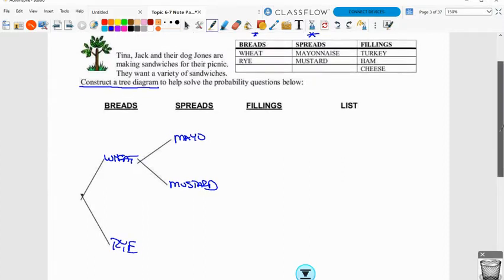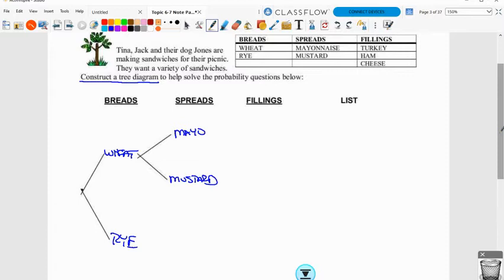It's the same thing with the rye bread. The type of bread that you choose doesn't influence the spread that you could have. So if you chose rye bread, you still have two different choices of spreads. So we'll make two branches off of rye bread. And your choices, once again, are mayonnaise or mustard. There we are. You can see our tree diagram starting to take shape here. We had two choices of breads. Off of each bread, we have two different spreads that we can choose from, mayo or mustard.